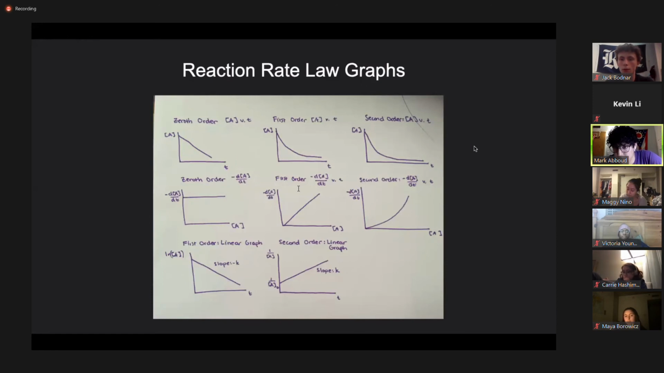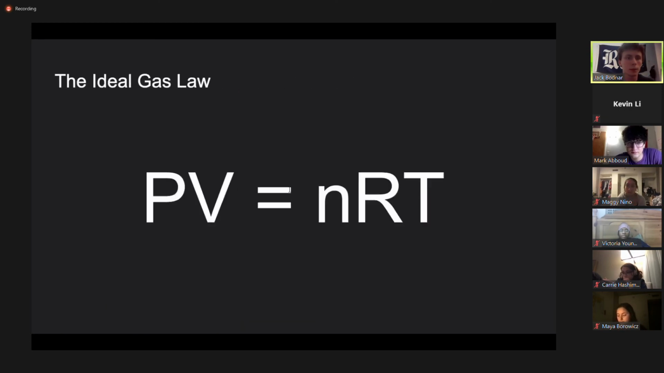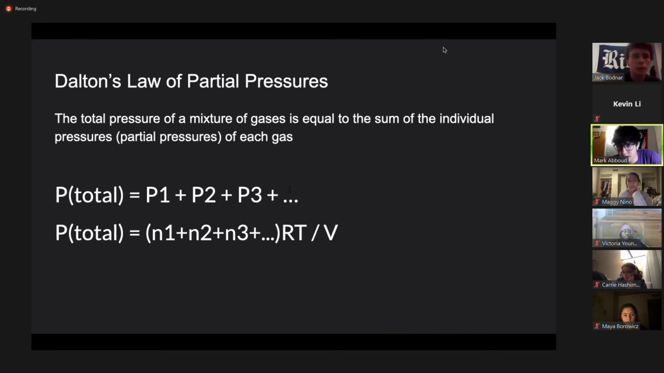Could you explain more about the relationship between the mole fraction and Dalton's law? Jack, this is your material. You want to go over it? Yeah, can you go back to that slide? Yeah. Okay, so basically for Dalton's law and the mole fraction, we're just looking at this bottom equation. So we can say, let me see if I can annotate on your screen, Mark. You should be able to.